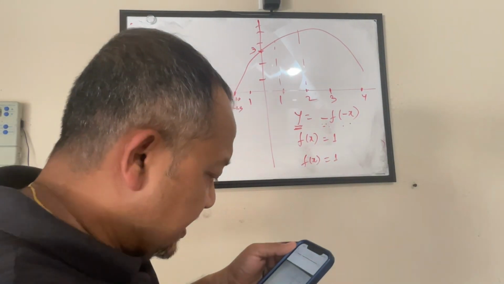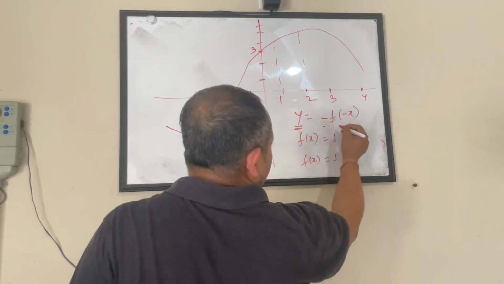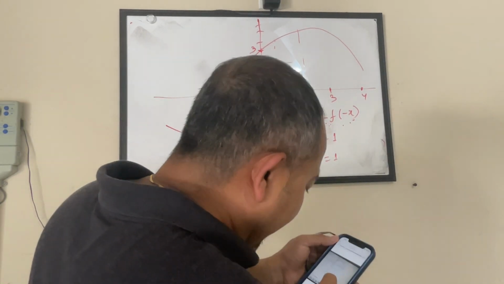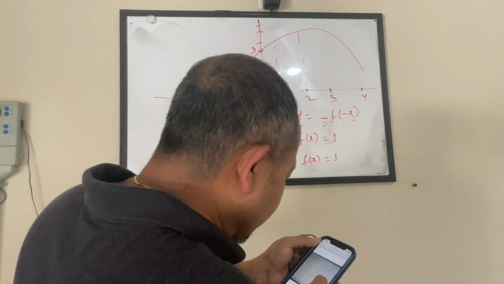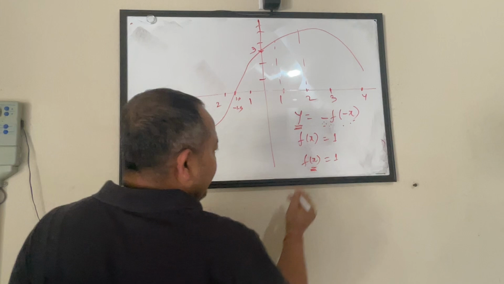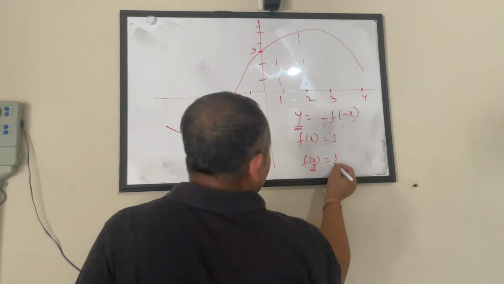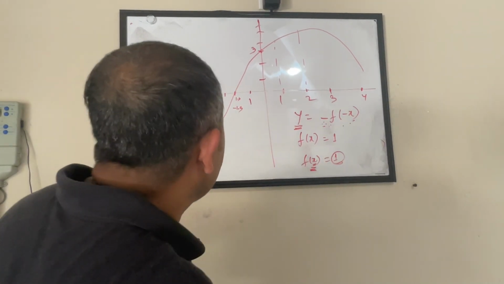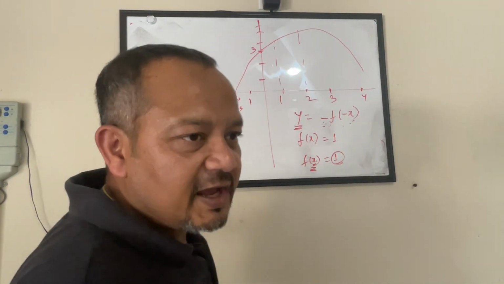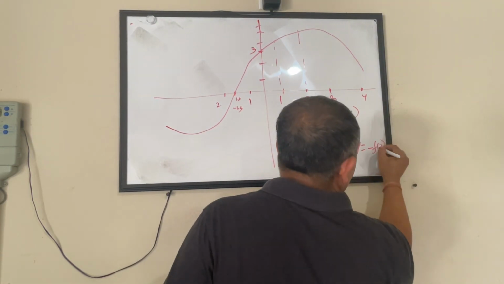Now it says, graph of y equal to minus f minus x. For which value of x it is true that fx equal to 1. For what value of x? What is the value of x for which? For what value of x it will be 1. Now look at this one. See, fx is what? y is minus of function minus x.